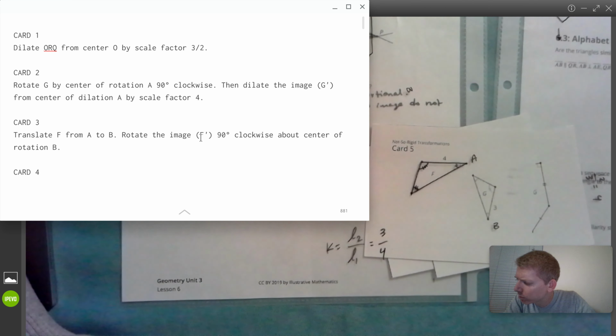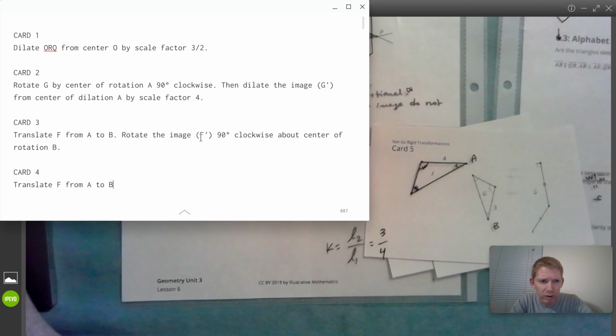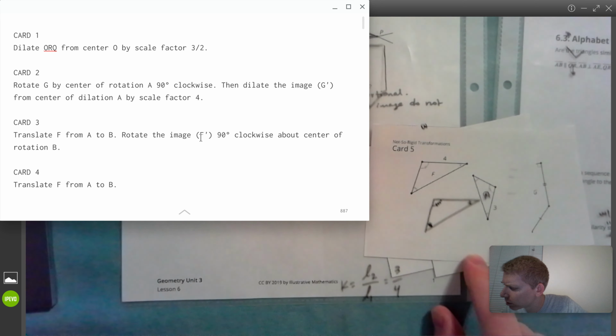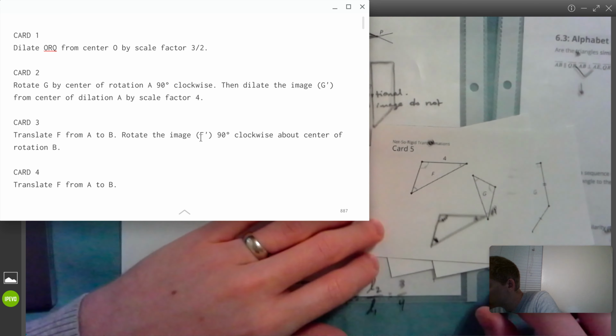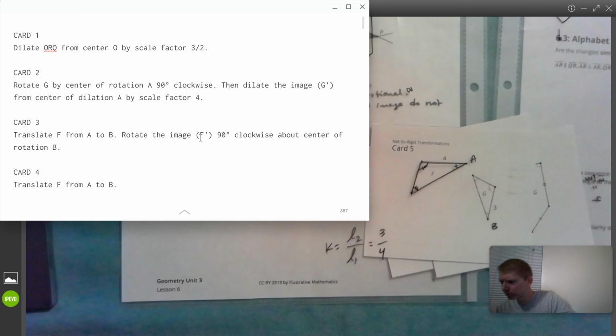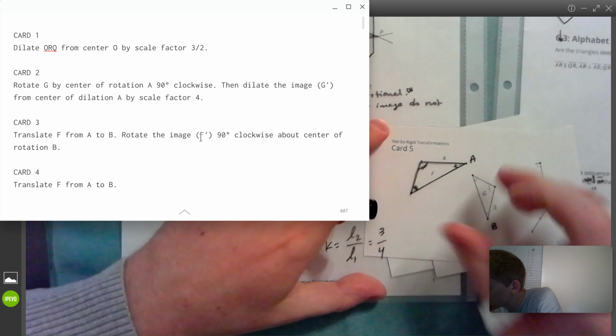Okay, so the first thing we're going to do is we're going to translate F from A to B. So that's going to look like this. Then, you know what? I think I also need a letter A here.